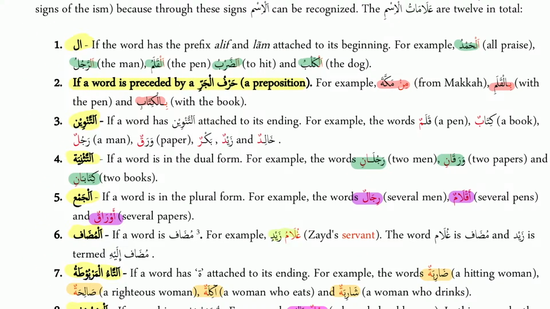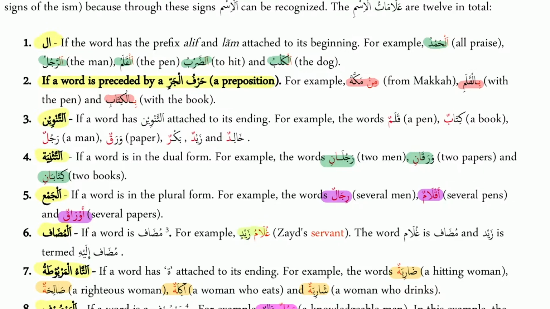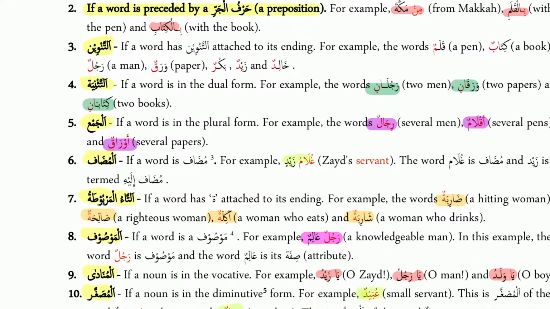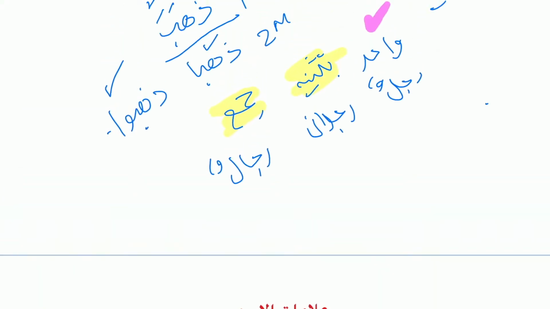So now look here. Number 4, tasniya. For example, rajulani, 2 men, waraqani, 2 papers, kitabani, 2 books. So it is impossible to make tasniya of a verb, of a fa'il. You cannot. The same is al-jama'. Rajulani becomes what? Rijalun. Waraqani becomes awraqun. And qalamun becomes aqlamun. So tasniya and jama are the sign of the ism.